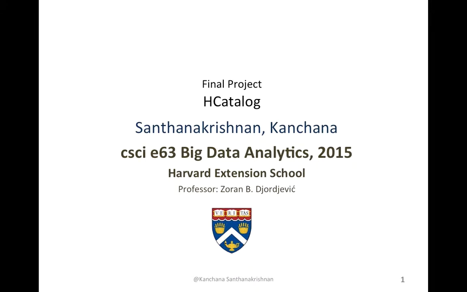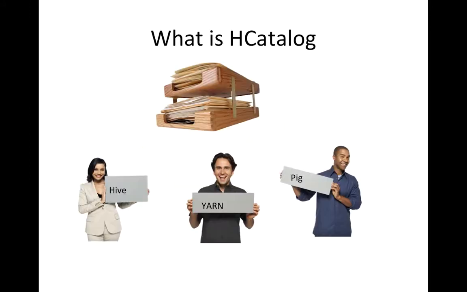HCatalog is a storage and database management layer for the Hadoop system. HCatalog is currently shipped with Hive, and basically it's just going to act as a metadata store. It also knows where your data is stored so that systems like Hive, Yarn, and Pig can access that data. You don't need to know the actual basics behind the data, where it is stored and what it has, for them to proceed with the processing, and this serves that purpose.